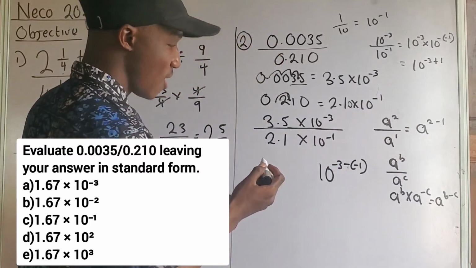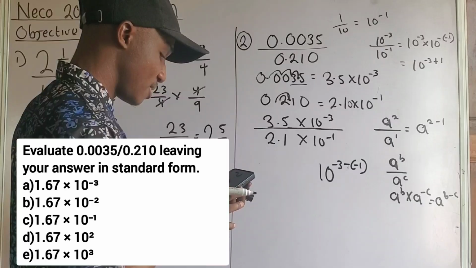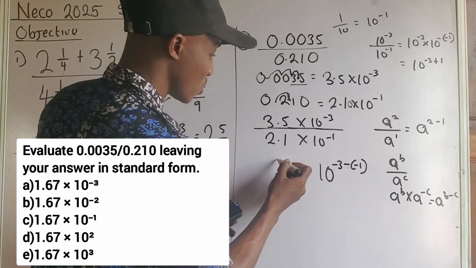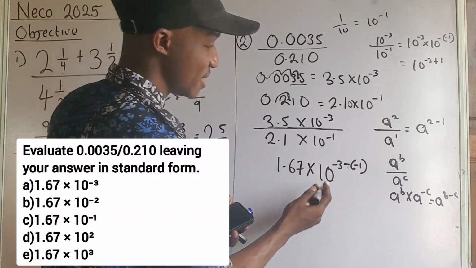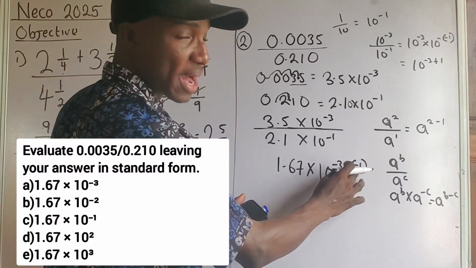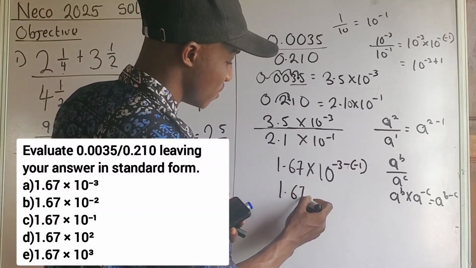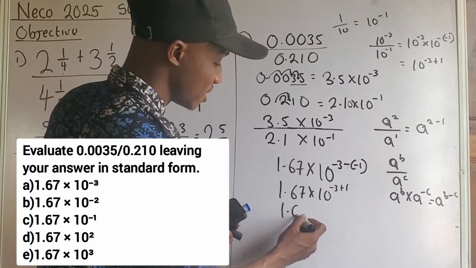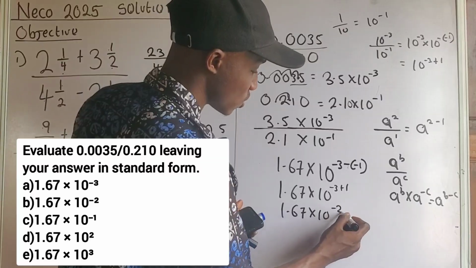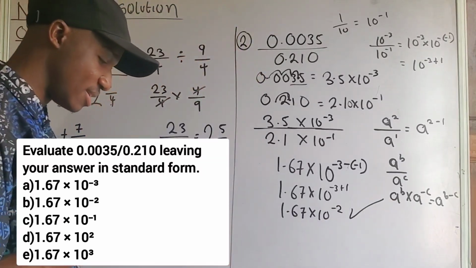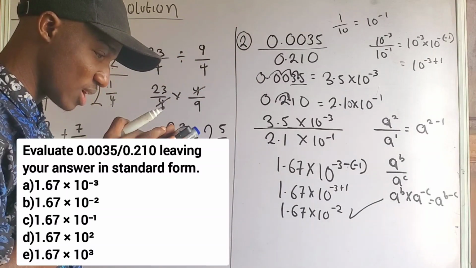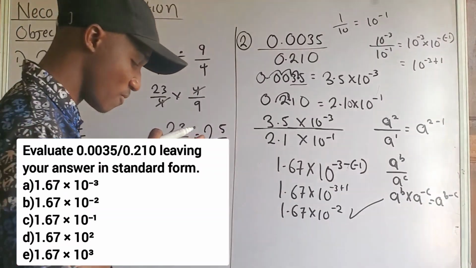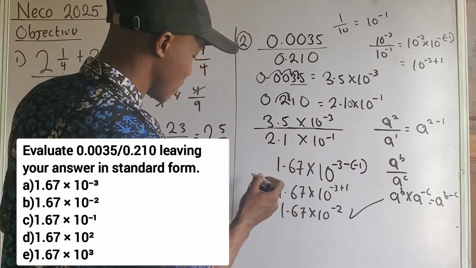Now you divide 3.5 by 2.1. That will give you 1.67. So I'm going to have 1.67 multiplied by 10 raised to the power of minus 3 plus 1, which is 1.67 times 10 raised to the power of minus 2. That is the correct answer, and the correct option to that question is option B. Do you understand?